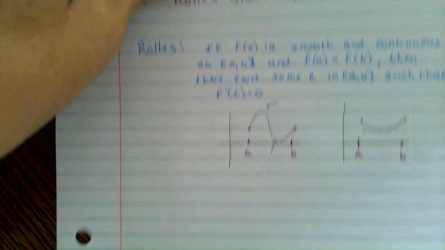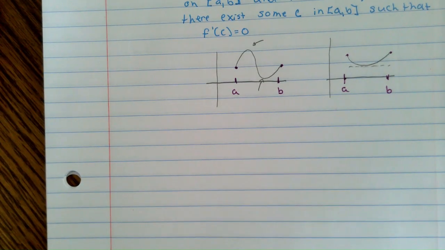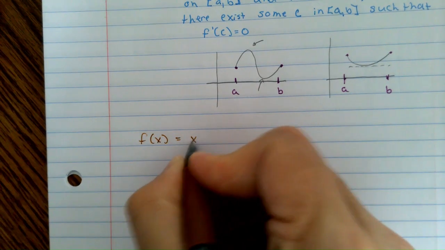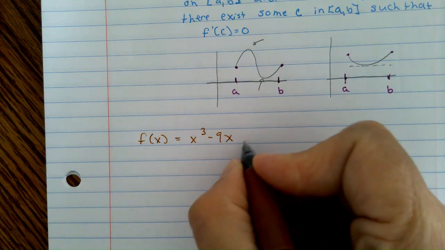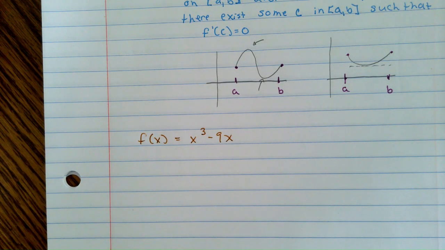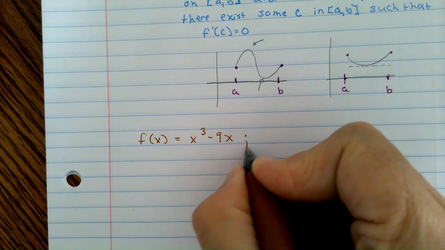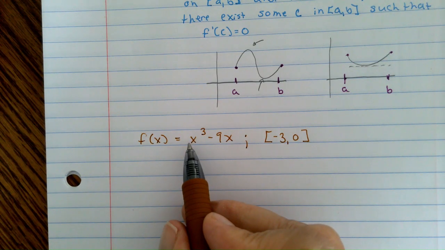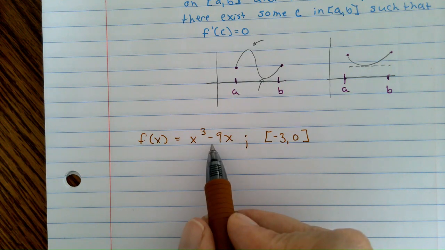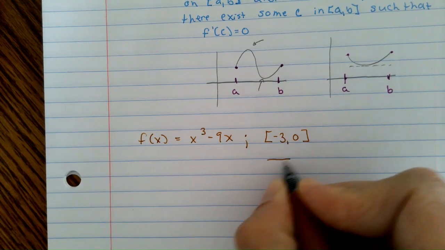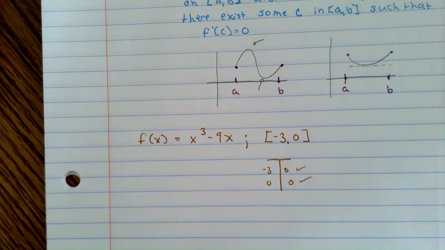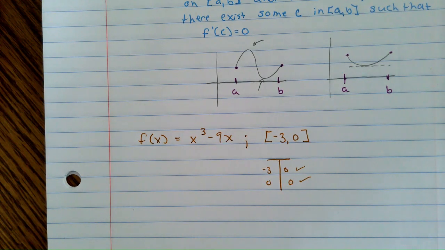Okay? So let's see if we can apply Rolle's theorem first. F of x equals x cubed minus 9x. So we know x cubed minus 9x is a smooth continuous polynomial. And we have the interval -3 to 0. Well, -3 cubed is -27, plus 27 is 0. So f of -3 is 0. And when I put in 0, I get out 0. So yes, f of A and f of B equal. Okay, so Rolle's theorem will apply.